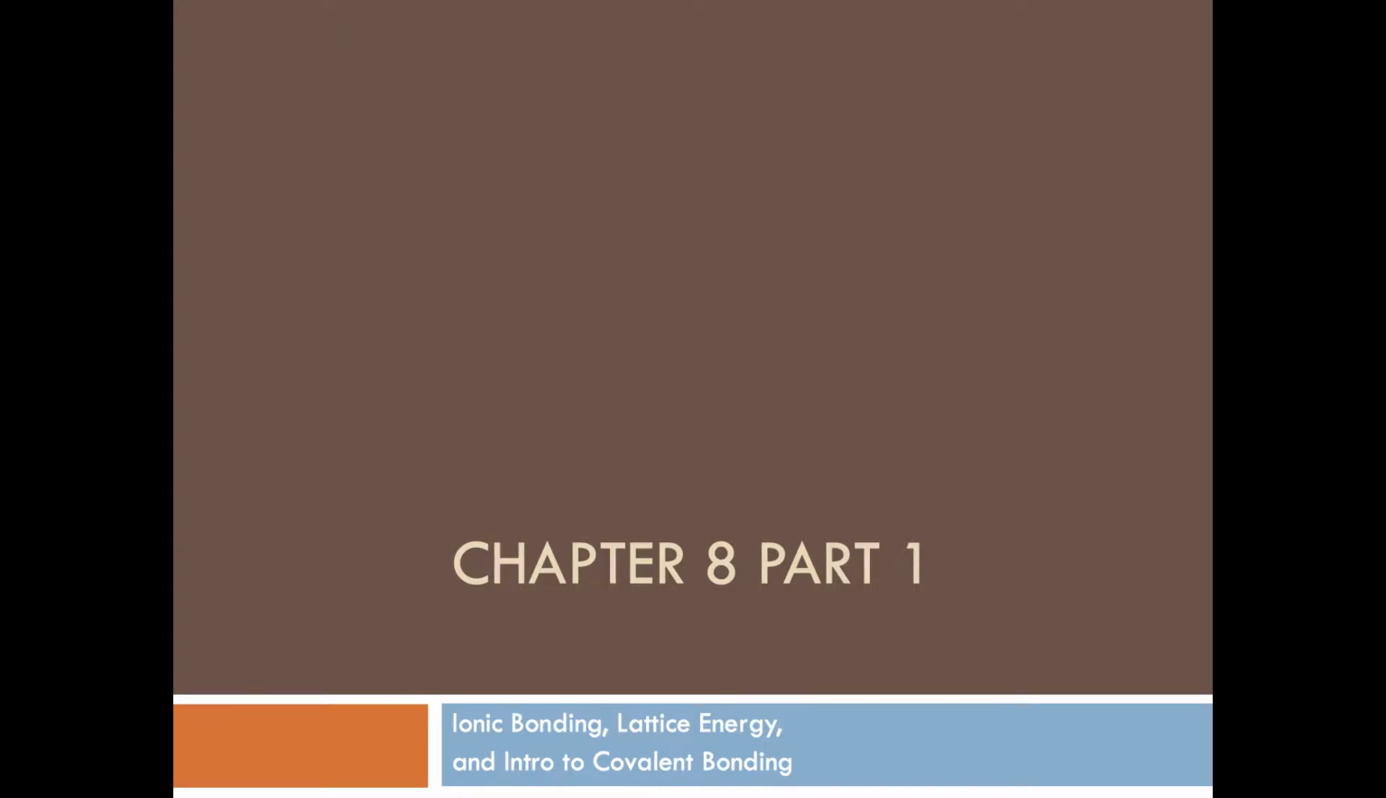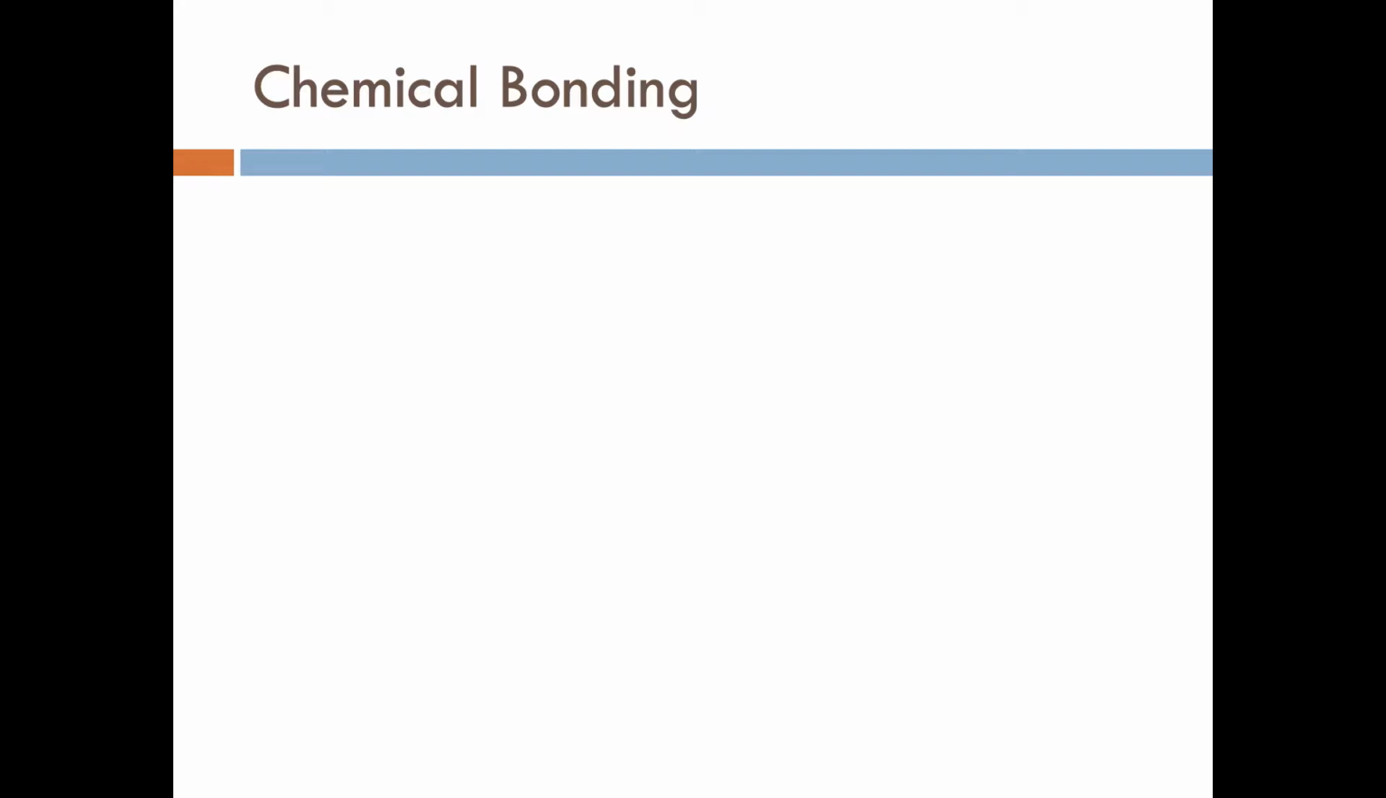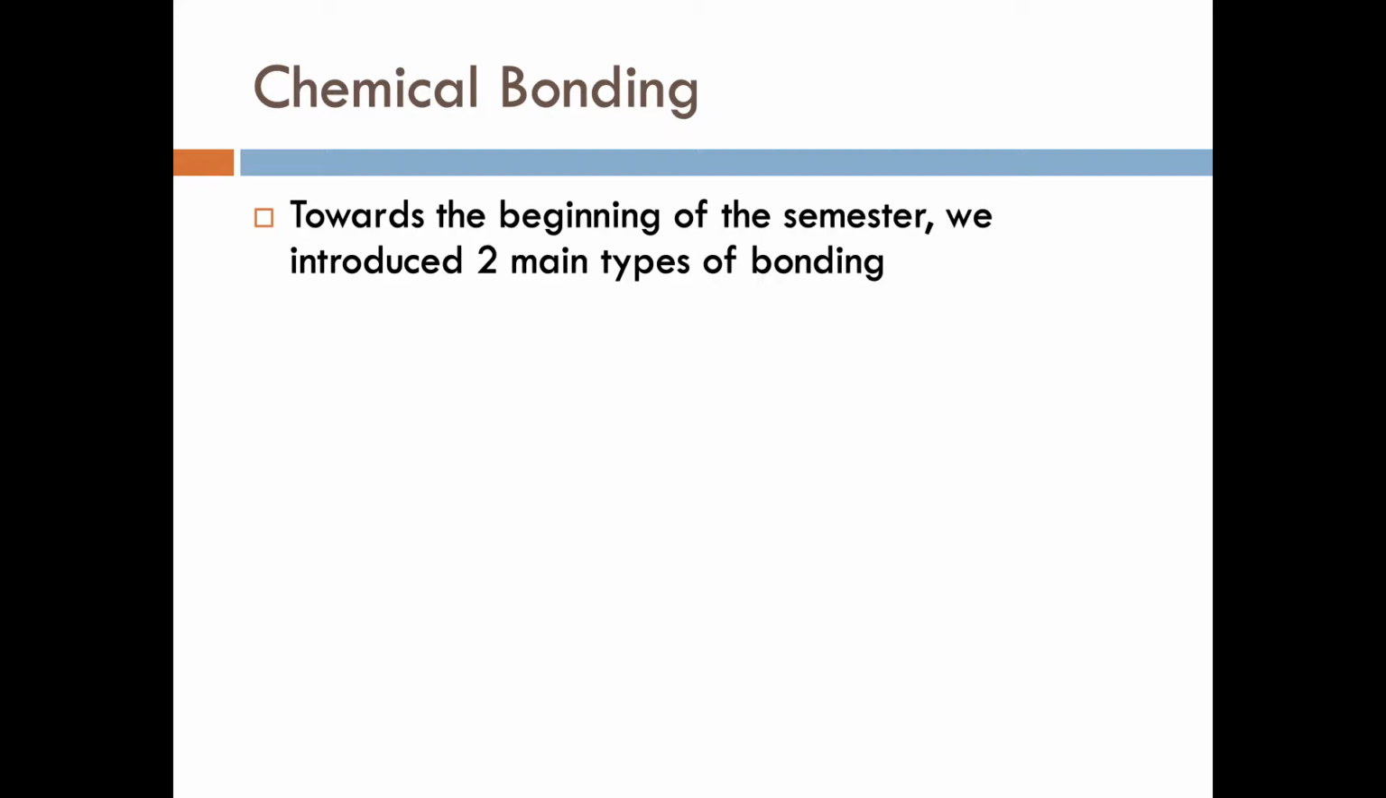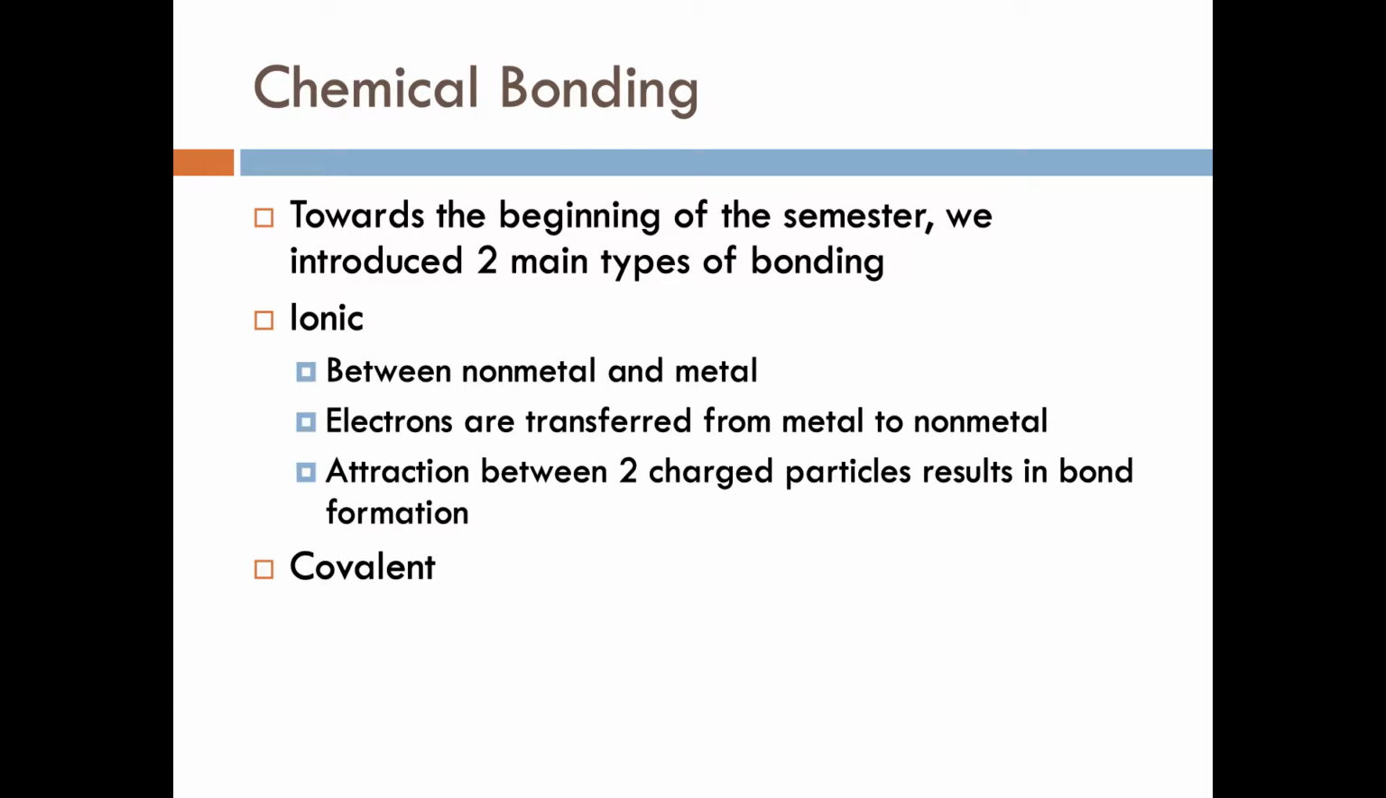So for ionic bonding, before we get too much into it, just to review our major types of bonding that we talked about earlier this semester, which are going to be ionic and covalent bonding that I've already mentioned. It's probably helpful to refresh ourselves about what's going on in these types of bonding and what elements are going to be present in them as well.